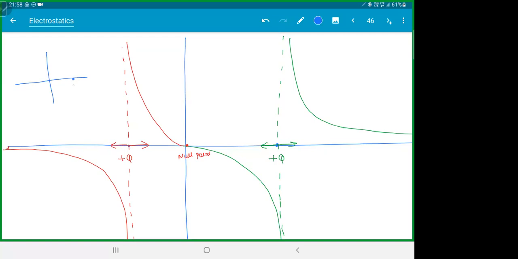Same question. Let's say this charge is plus Q and this charge is minus Q. You try for plus Q, minus Q. I showed you plus Q, plus Q. You draw minus Q on the left and plus Q on the right.